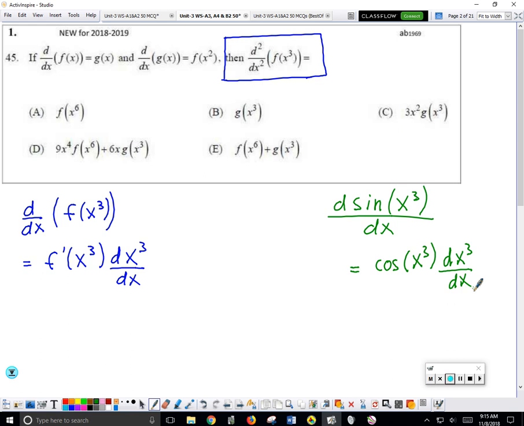Here we take the derivative of the sine, which is cosine, plug in the x cubed, followed by, we multiply by the derivative of the x cubed. Here we take the derivative of f, which is f prime, plug in the x cubed, then multiply by the derivative of the x cubed. It's a perfect comparison. It's really easy. If this makes sense to you, this is not hard. Other questions?